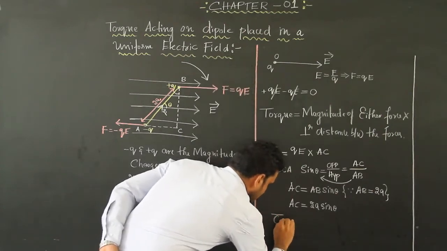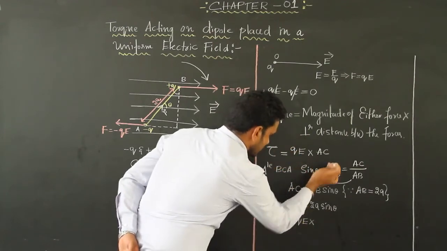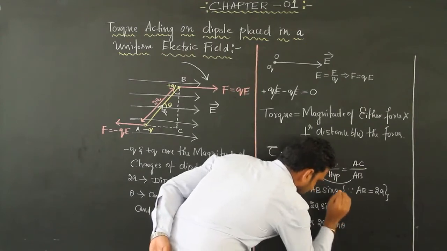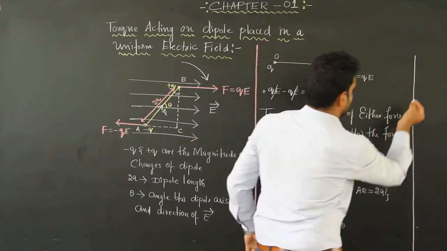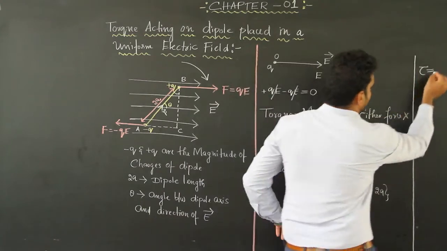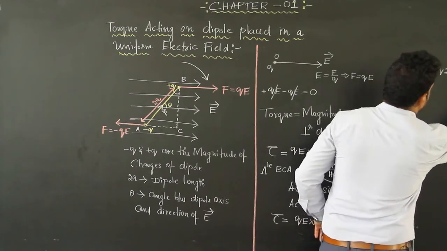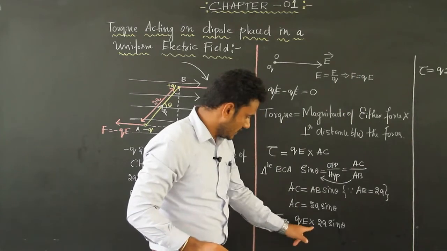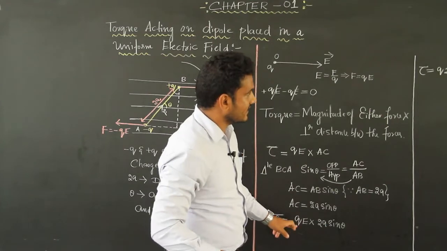Then tau is equal to QE into AC, which is nothing but 2A sin theta. So I am going to simplify this equation. Tau is equal to Q 2A E sin theta. Same thing, I simplified the equation: QE into 2A sin theta can also be written as Q2A E sin theta.